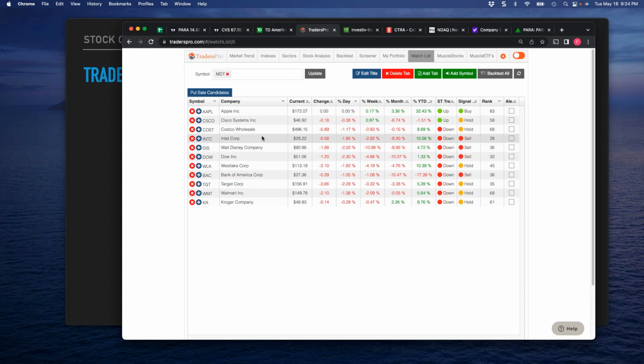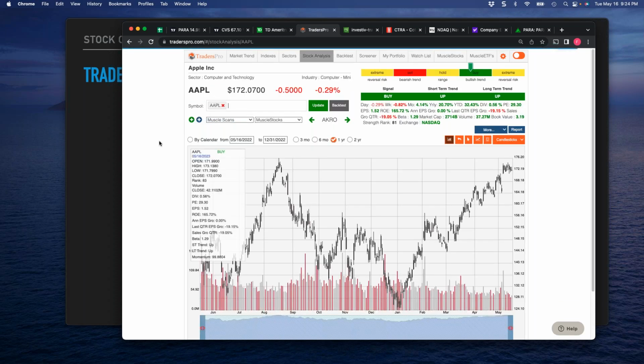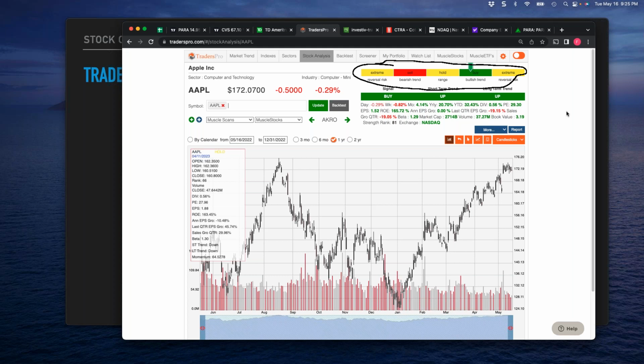Now, to look at a stock chart for any of these, all we need to do is click on the stock, and this will give us our Traders Pro chart. These charts are built to give you a lot of different information up here in the right-hand corner. Here are the different signals that can be generated at any given time. We can see for Apple, we have a buy signal right now.